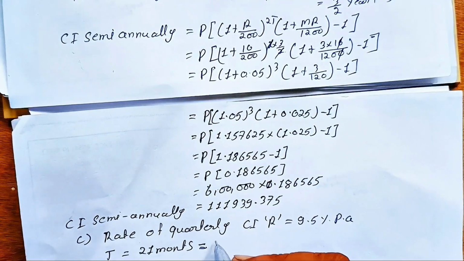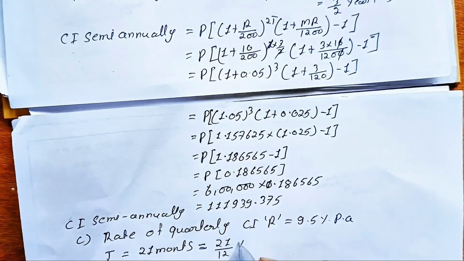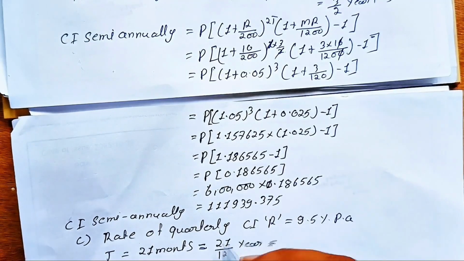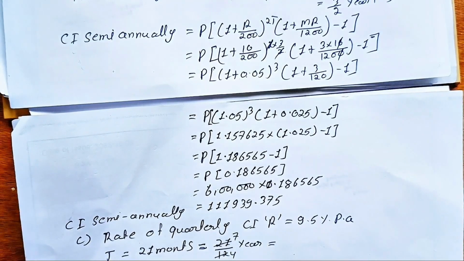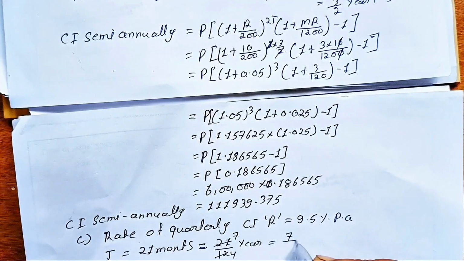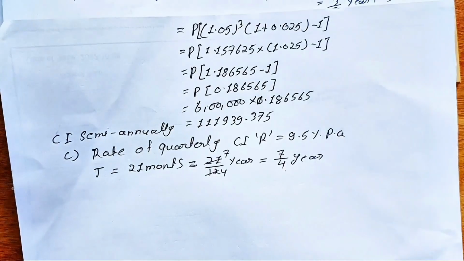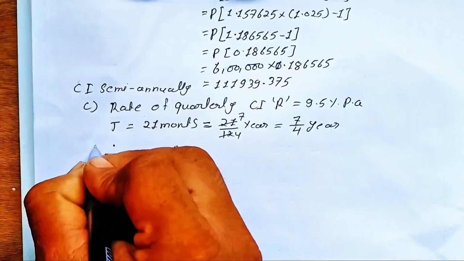So that is 21 by 12 year, and it is 3 sevens are 21, 3 fours are 12. So it is 7 by 4 year. Now we find the quarterly compound interest.